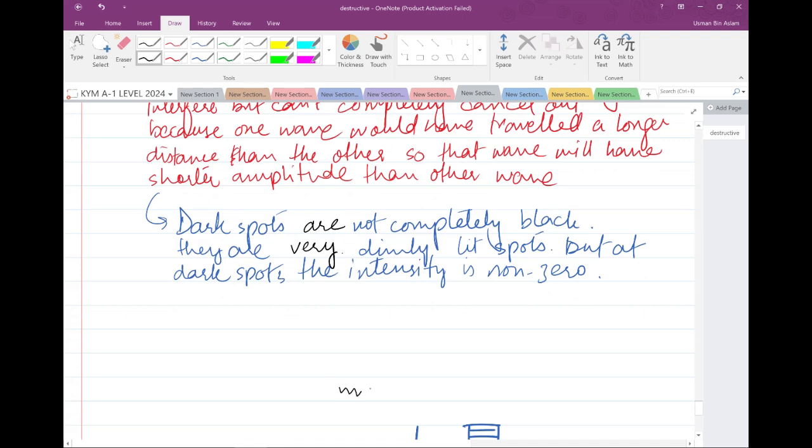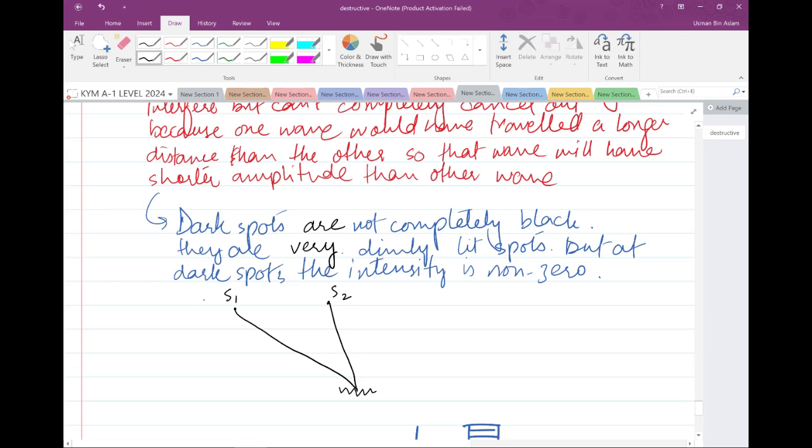Imagine if there is a dark spot being formed here. This is a wave, this is a source S1 and this is S2. One wave travels from S2 and reaches this point. Another wave is traveling from S1 and reaching this point. It is only logical that the wave coming from S1 has traveled a longer distance and the wave coming from S2 has traveled a shorter distance.